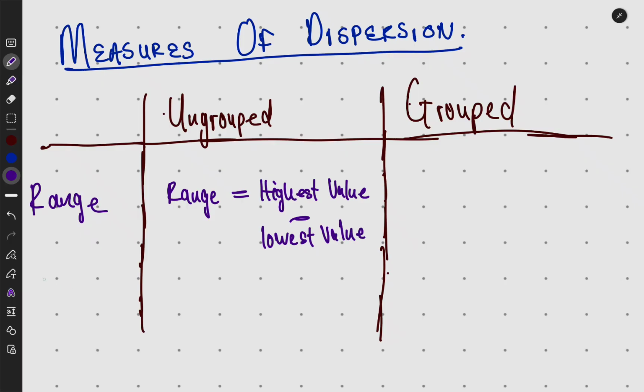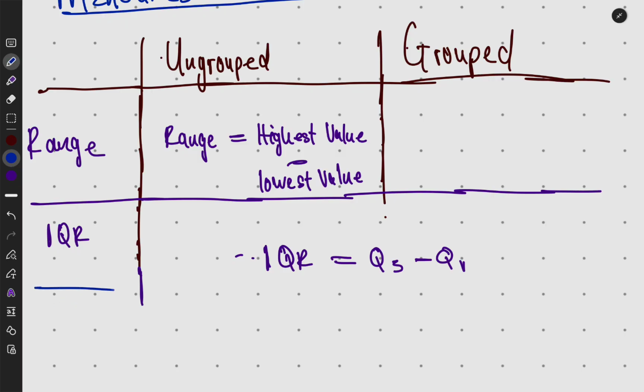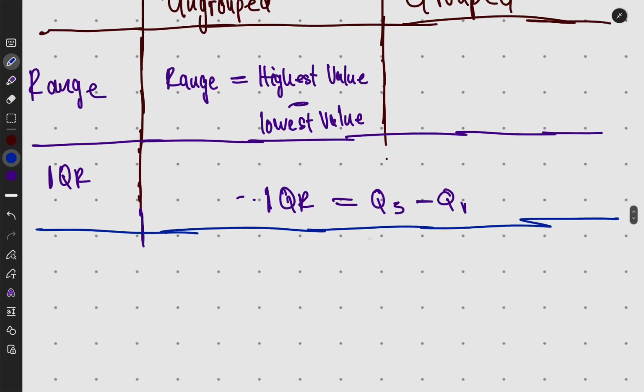Then the next one is going to be the interquartile range. IQR is just going to be equal to Q3 minus Q1. It is there for both. It is the same for both grouped and ungrouped. Okay, the IQR. Then we go to the next one now.